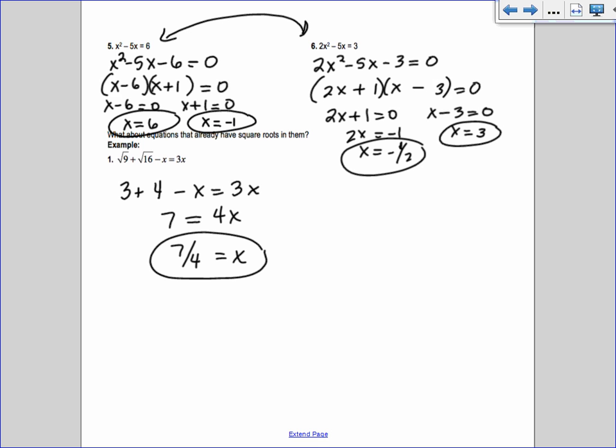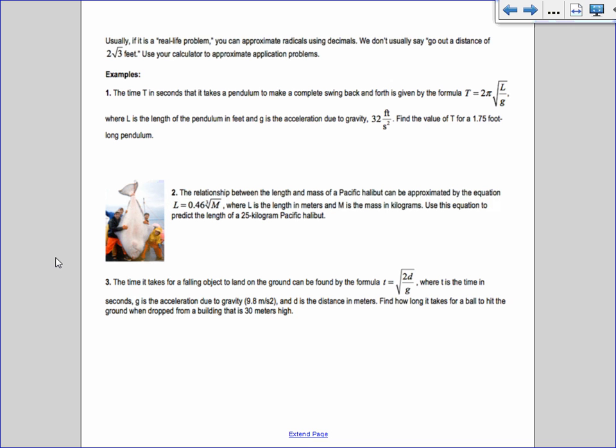Okay, next one. Real life problems. We usually use decimal approximations in these square root problems in real life. Like, I don't say, walk out 2 root 3 feet. I'm not going to say that, right? I would probably say 3.4 feet, something like that.